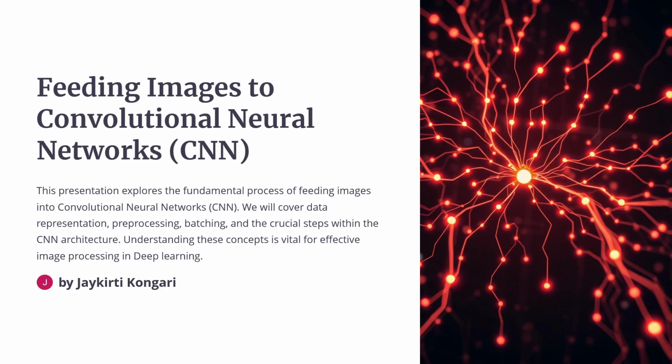These slides introduce the main topic: how images are processed and learned by the convolutional neural network, a powerful type of deep learning model used especially for image classification. At the end of this session, you will know what batching and preprocessing are, and the crucial steps within the CNN architecture.